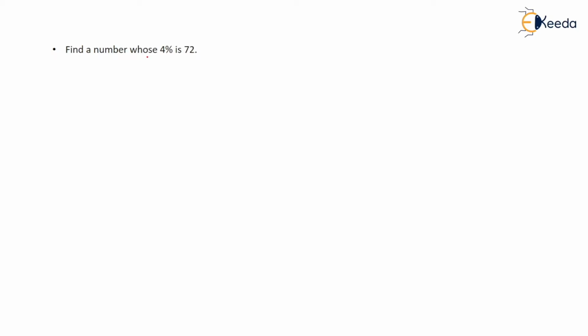So find a number whose 4% is 72. Okay, this is the question. You know that 72 is 4% of that number. So you can simply find the value of 1% by dividing it by 4. After dividing 72 by 4, you will get 18, right? 18 means 1% is equal to 18.